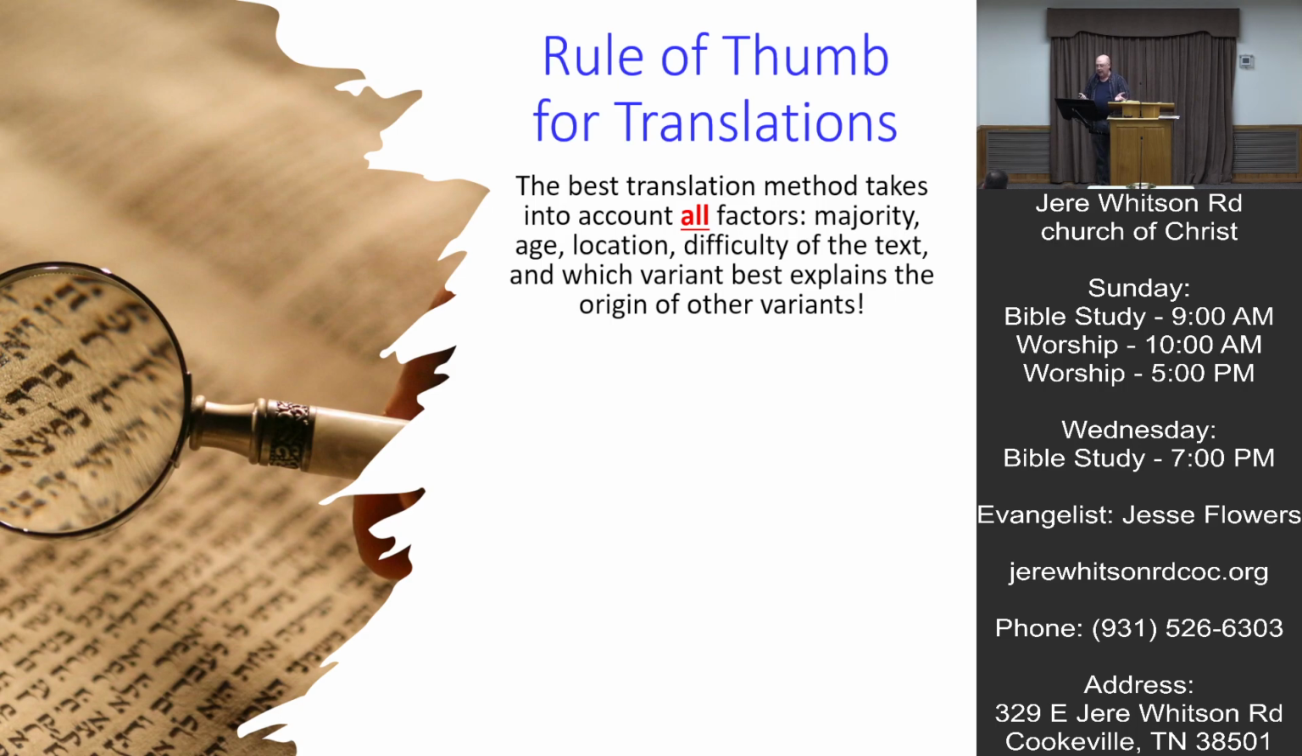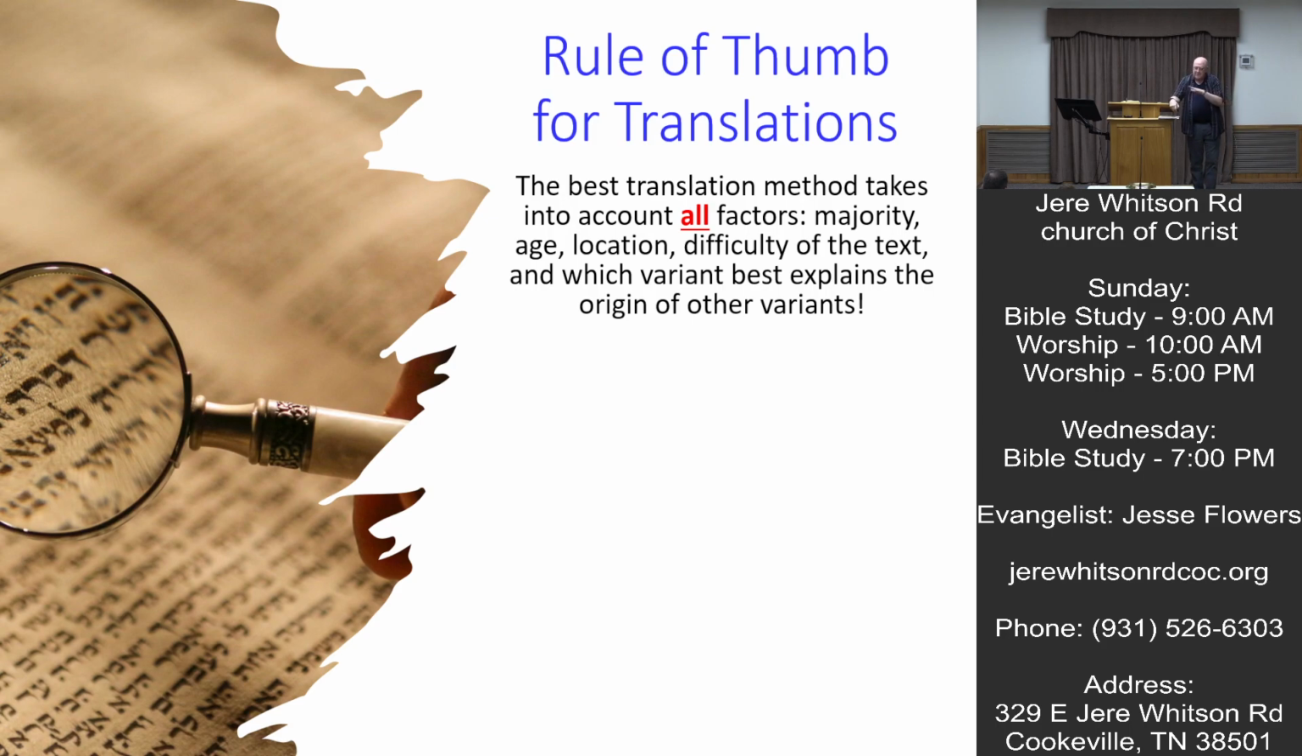So we're talking about numbers of manuscripts. Fine, let's get as many manuscripts as possible to do this translation. The age: how old is the manuscript? How close is it to the original? And all of these things, the location, where it's found, the difficulty of the text. One of the ways that they find out whether or not something is original, they try to get inside the mind of the scribes as far as what's going on.